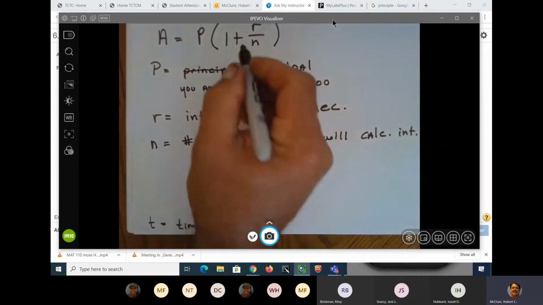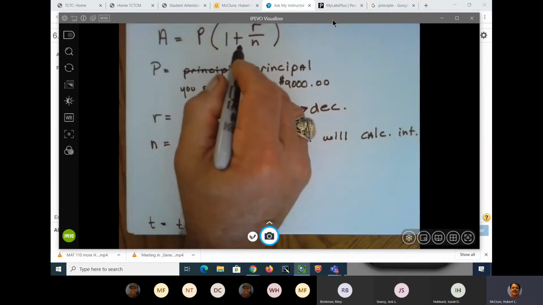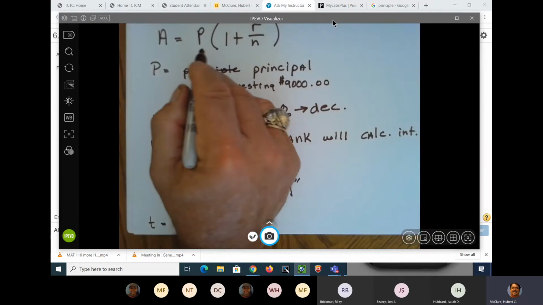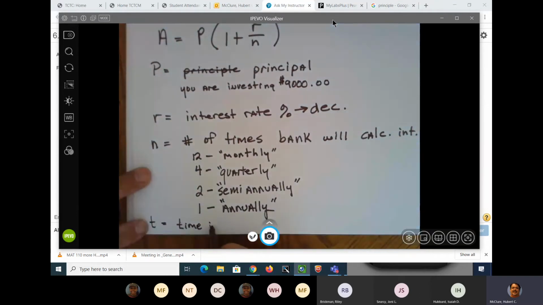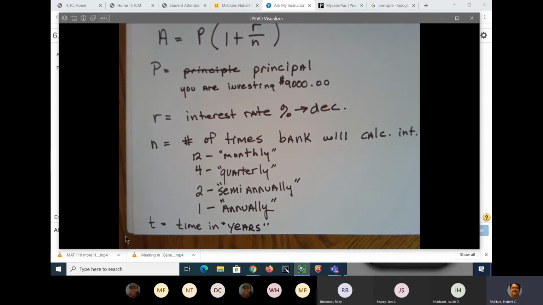In this formula, and you need to write this down and highlight it, T is time in years. You need to highlight the word years. Why? Well, what if I say 6 months? What is T?